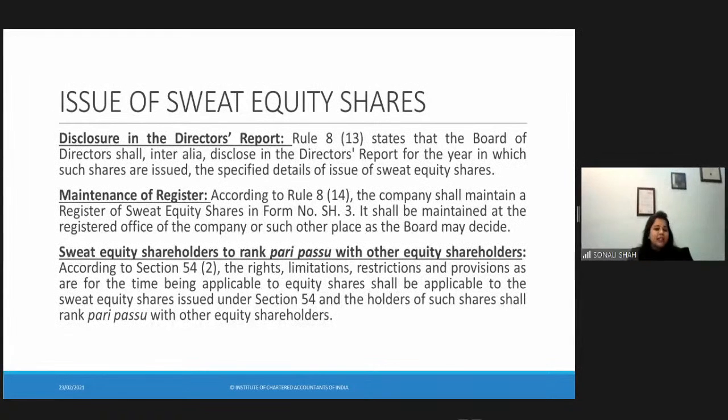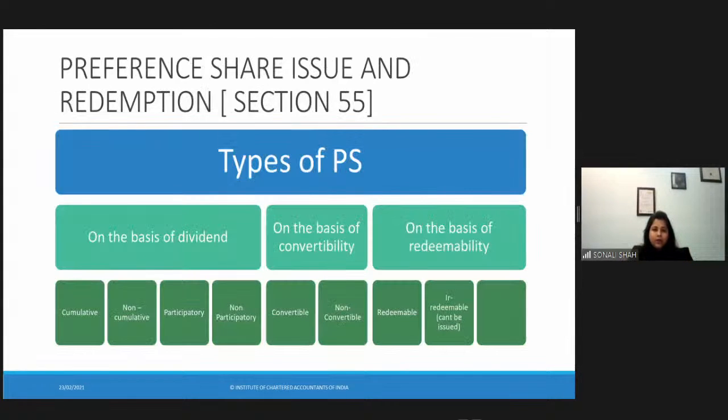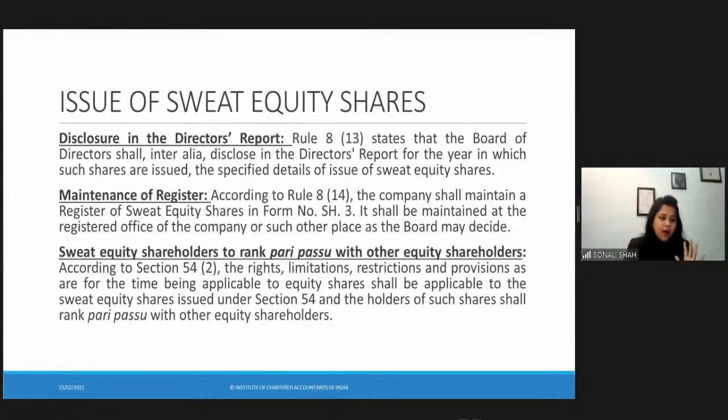So whenever the company issues sweat equity shares, there has to be disclosure in the directors' report. A register of the sweat equity shares has to be maintained in form SH-3 and kept in the registered office of the company. And the sweat equity shares rank pari passu with the equity shares, at par with the equity shareholders. So they have the same rights as available to the equity shareholders, right? So this was all about the equity shares. So with this, we have completed equity shares.